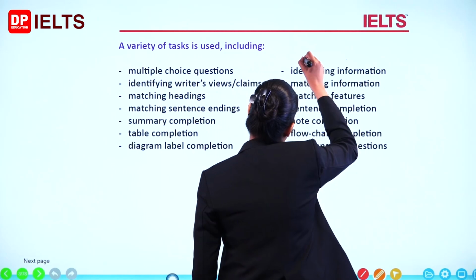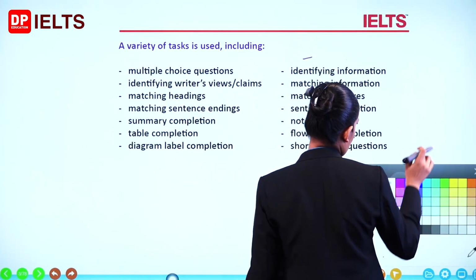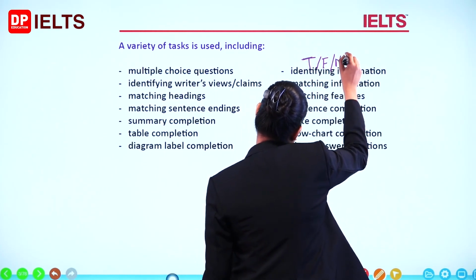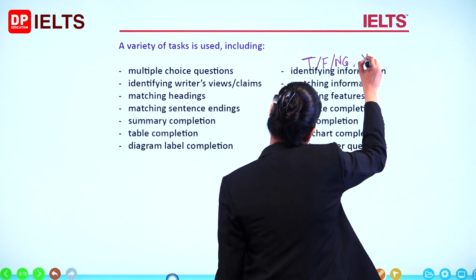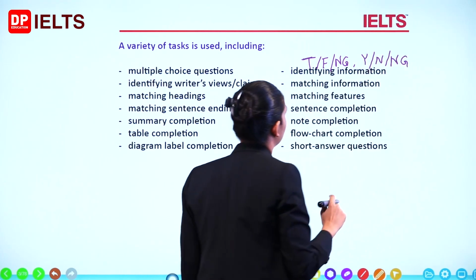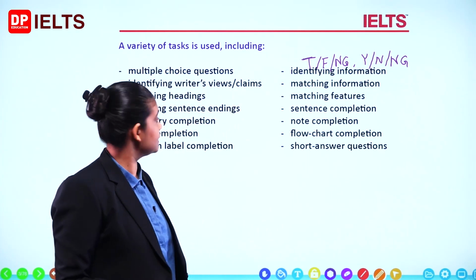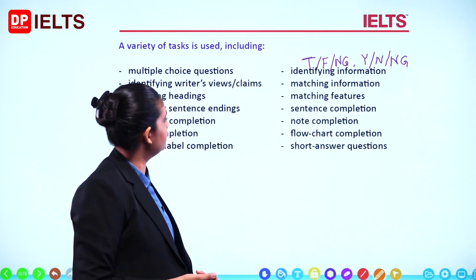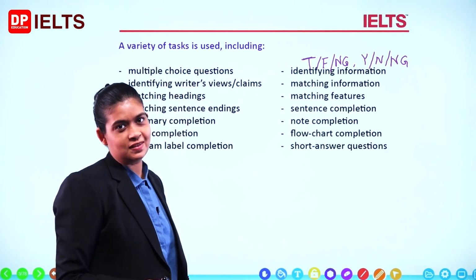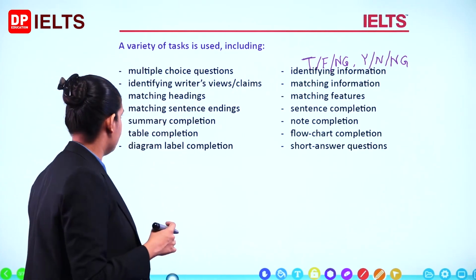So here you have true. We can have true, false, or not given. Or the other type is yes, no, not given. Then we have matching information, matching features, sentence completion, note completion, flowchart completion, short answer questions. So you could get a variety of these question types for the exam.